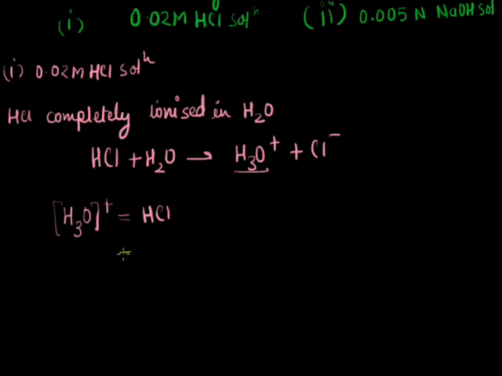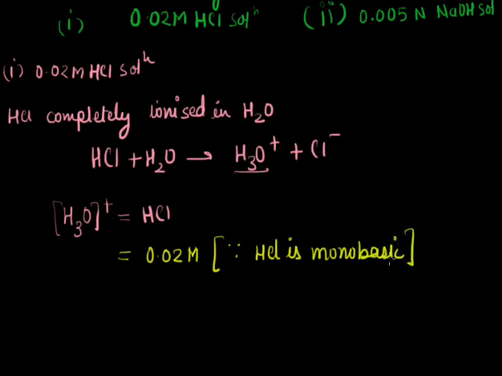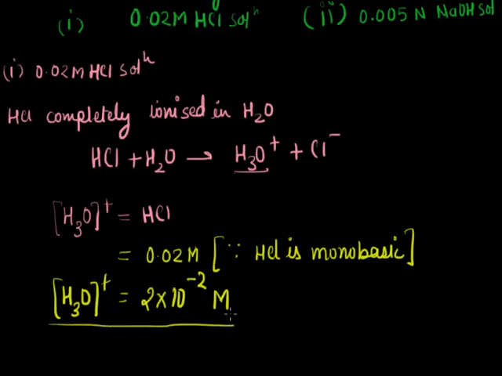Here the concentration of HCl solution is given as 0.02 M. We know that HCl is monobasic. Monobasic means HCl contains only one replaceable H plus ion. So the concentration of hydronium ion will be equal to 2 into 10 to the power minus 2 M. So first, on the basis of this, we get the concentration of hydronium ion.